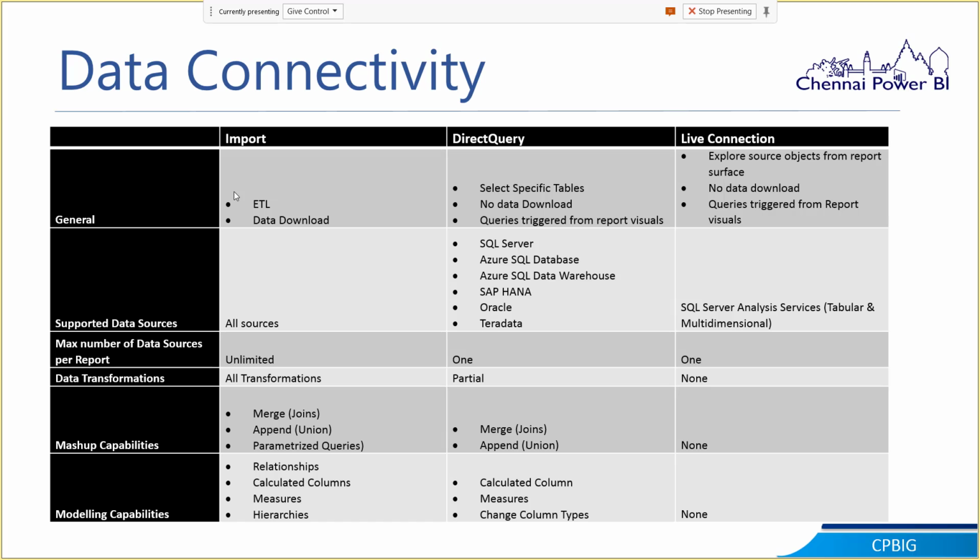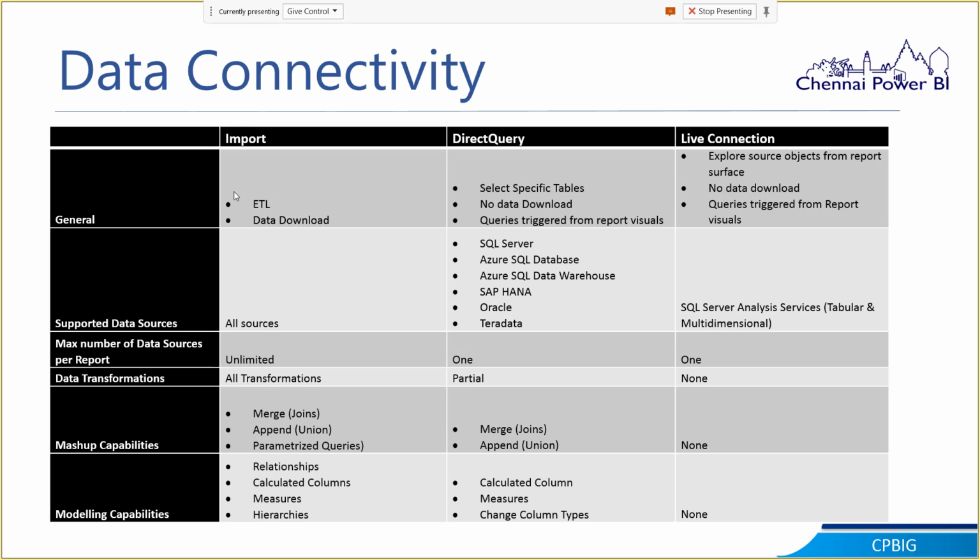Whereas import is going to take all the data within that report or dataset itself, so it is not going to directly connect with on-premises sources, as it is holding the dataset within the report. So when we talk about these three modes, we just need to see what the differences are between direct query and live connection, in comparison with import.